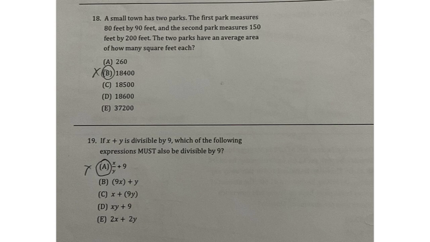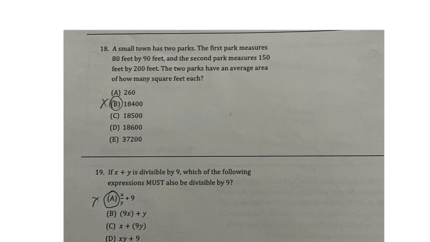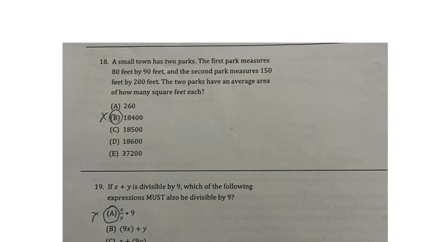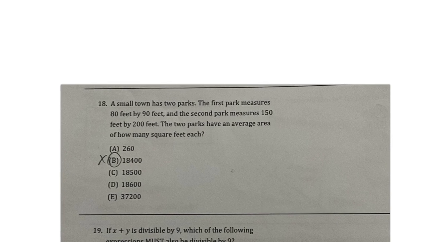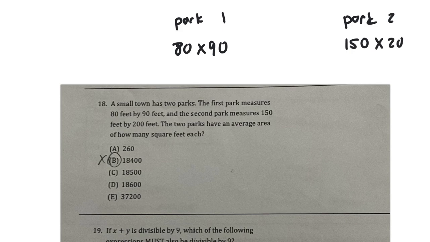A small town has 2 parks. The first park measures 80 feet by 90 feet. The second park measures 150 feet by 200 feet. The 2 parks have an average area of how many square feet each? So area is just length times width. So we have park 1 and we have park 2, right? Park 1 is 80 times 90. Park 2 is going to be an area of 150 times 200. And we want to know what the average area is.